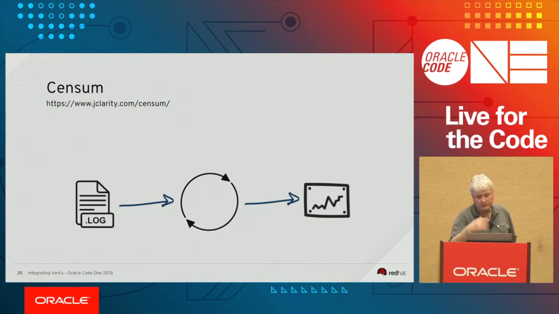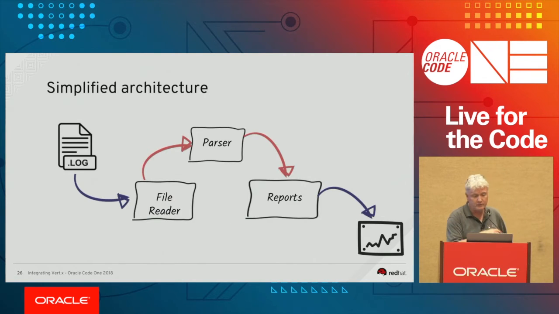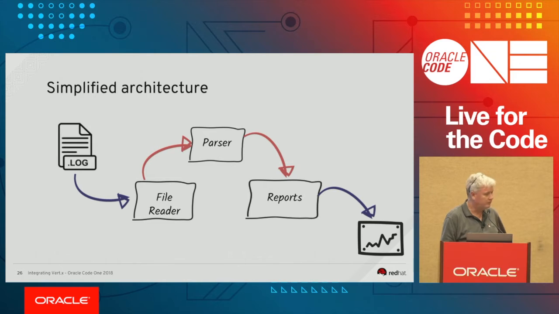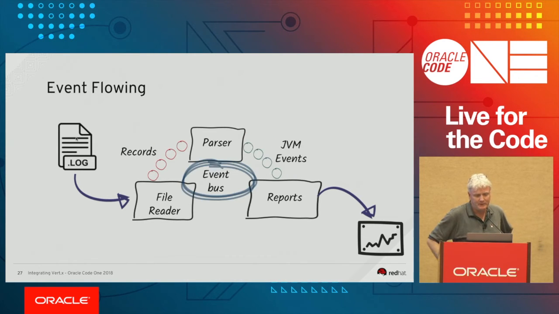So that's the tooling that we're actually working with, right? It just does a simple thing. Basically, we take a log file, we read it in, we do some processing on it and aggregation, and we get some charts like this. So, a simplified architecture: file reader, parser, reports. I wrote a small version of this, and he's going to have some fun with it in a couple of minutes. So yeah, we ripped the event bus out and used the Vert.x bus.